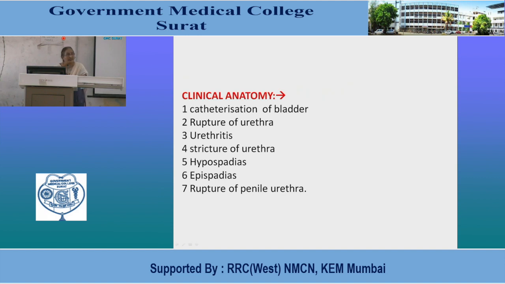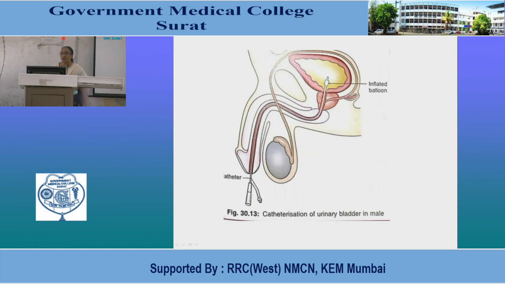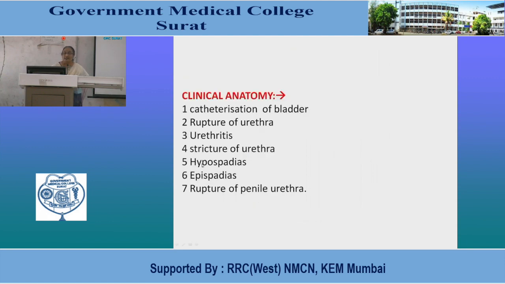Now, if the patient is suffering from benign hypertrophy and from retention of urine, we have to introduce a catheter. You can see the catheterization of the urinary bladder. The catheter is visualized here. The catheter is introduced through the penile part of the urethra. So you can see the catheterization of the urinary bladder to remove the urine. In retention of urine, we can introduce the catheter.